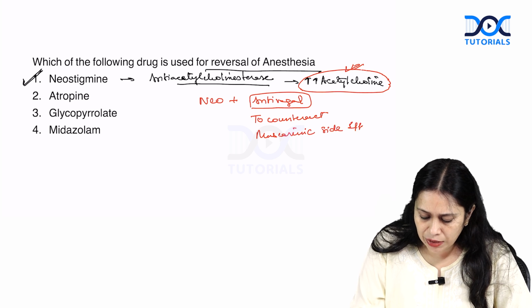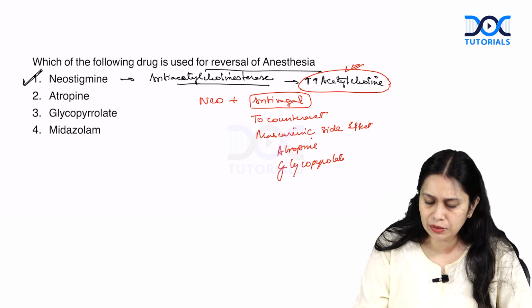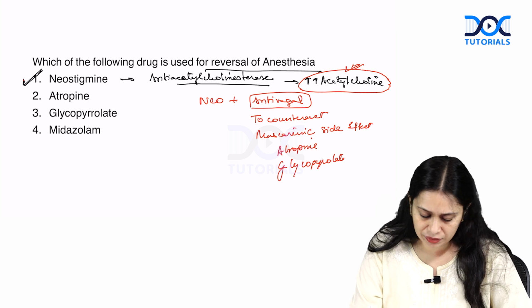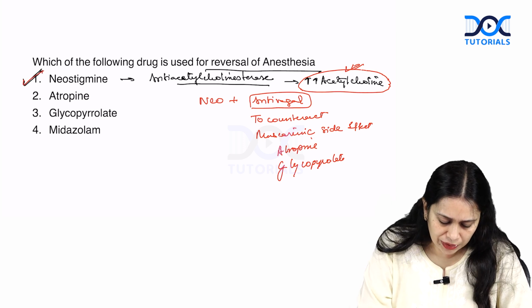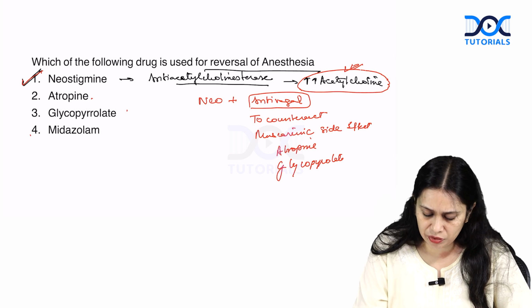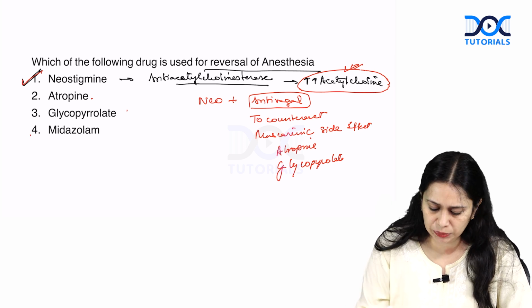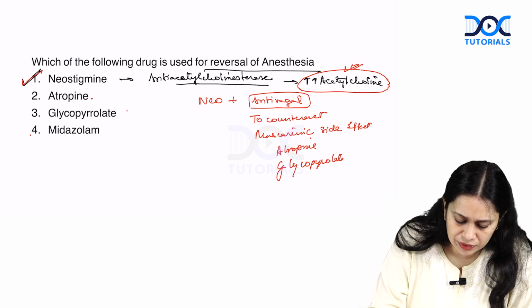Okay. So what antivagal agent do we use? We use atropine, either atropine, and more commonly we use glycopyrrolate. So the answer for reversal agent they have asked has to be neostigmine. These are the accompaniments of neostigmine, and midazolam is an anesthetic agent, right? We don't use it for reversal of anesthesia. So the answer is neostigmine.